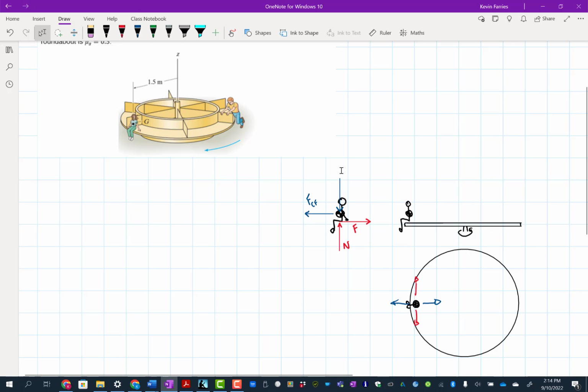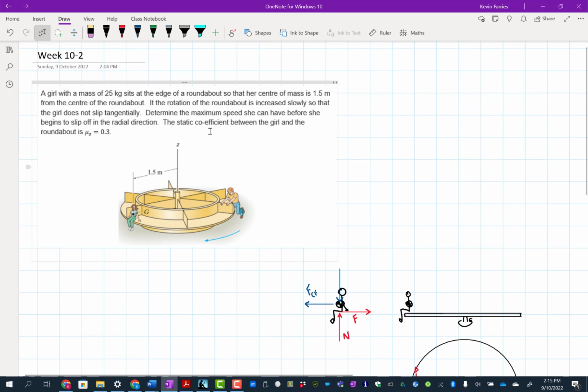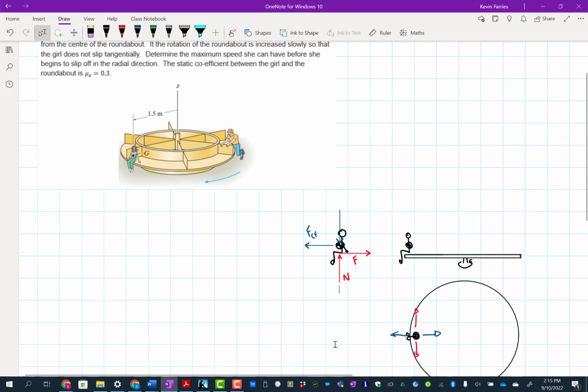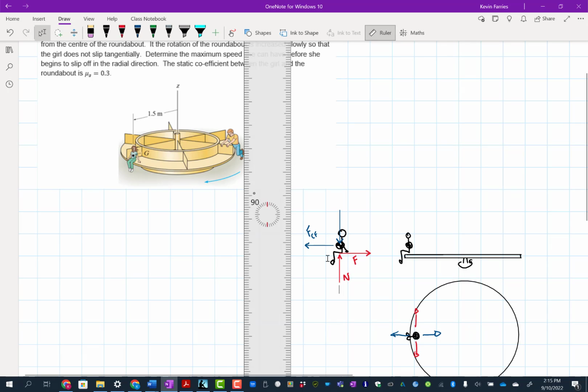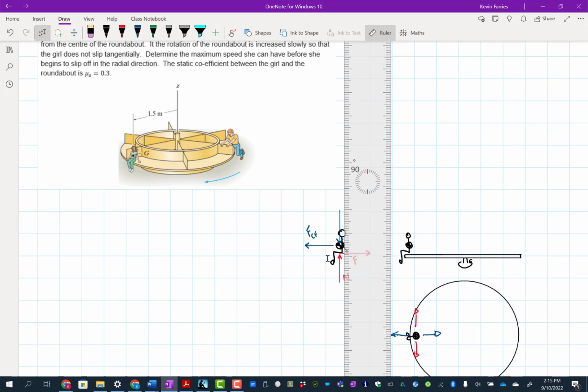And we've got a vertical force from her weight and a normal reaction to that. And the normal reaction is just equal to the weight because this centrifugal force doesn't have a vertical component. So what do we have to do? We've got to figure out what the maximum speed she can have before she begins to slip. So we're thinking back to the friction and the graphs for friction. Just do a quick sketch of that.